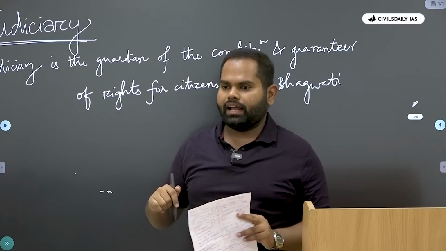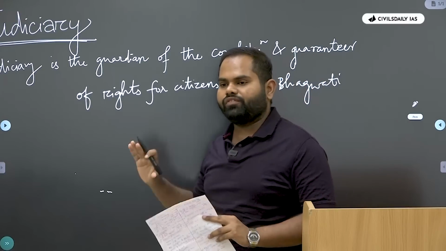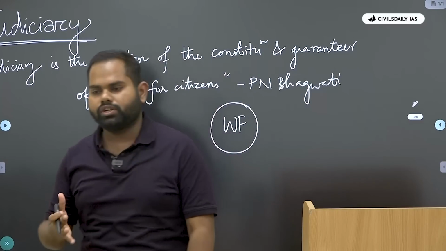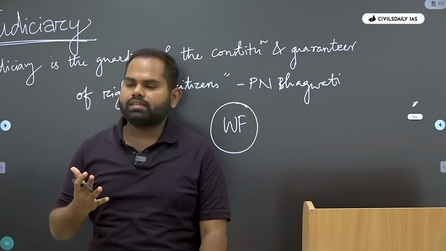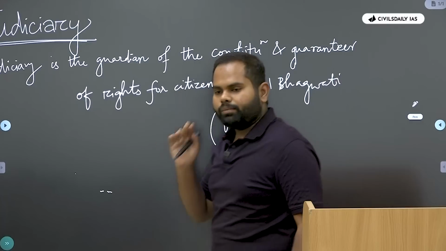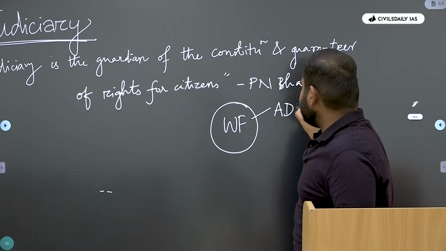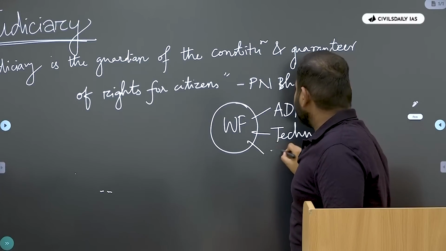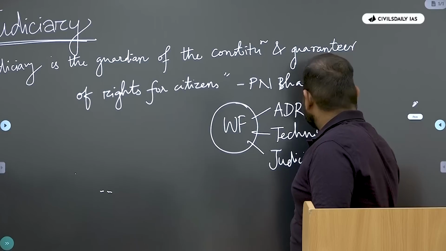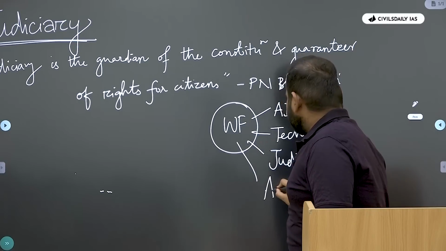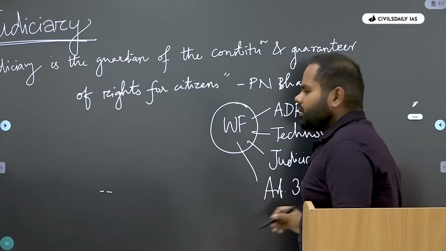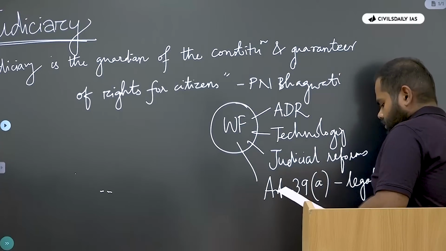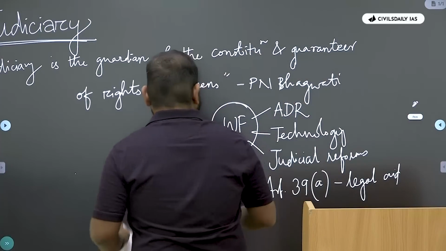Before we go on to the body content, I want to give you that for any judiciary question you can have a few way forwards and conclusion points ready, because whatever questions you would have gotten for Indian judiciary, either that will have an issue or some criticism to that, and then you give a constructive point. So things that you have to keep in mind for way forward: one is ADR, alternate dispute resolution, technology in judiciary, judicial reforms, and Article 39A. What is Article 39A? Legal aid. Yes, or any committee recommendation.